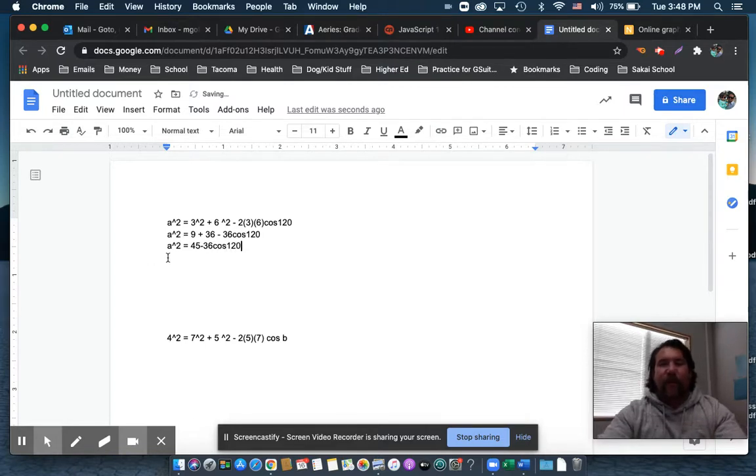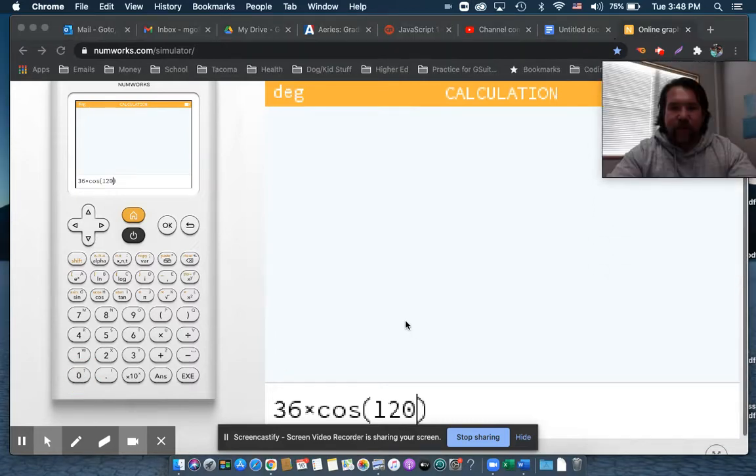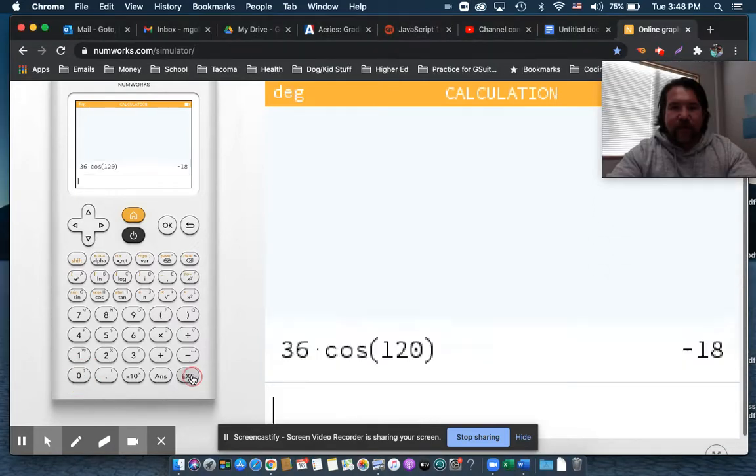Okay, and so once we get to this point right here, that's when we're going to want to use our calculator. So the first thing I'm going to do is 36 times cosine of 120. So 36 times the cosine of 120, right? Go ahead and move this guy up here so we don't see it. I'm going to hit enter. Okay, so 36 times cosine 120, I get negative 18.